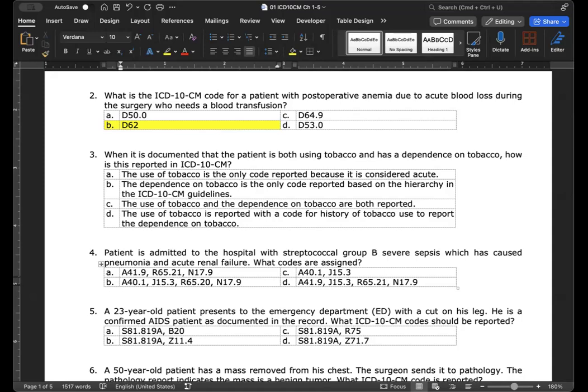So if we're going to go by that hierarchy, dependence is basically our top tier. Underneath that, you will have abuse, and then use is our lowest. So if we have use as well as dependence, we are only going to report our dependence on the tobacco. And that goes for any drug. That's not just tobacco. That's for any psychoactive substance use, abuse, and dependence. Okay. Any questions on that one?